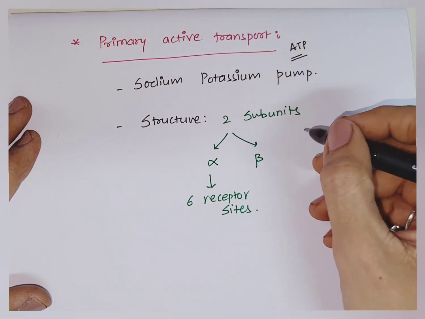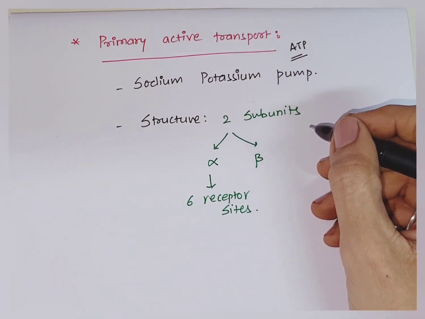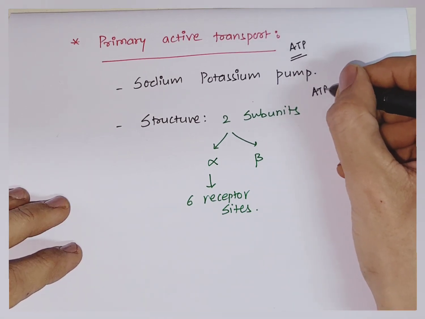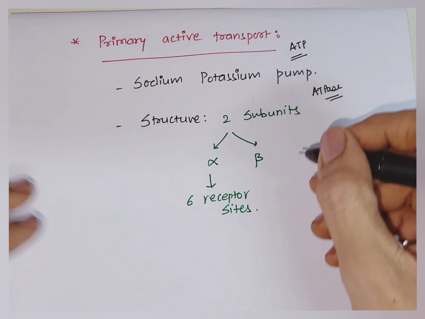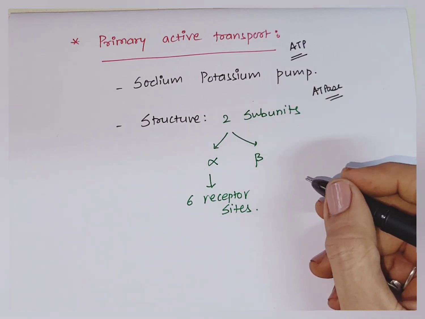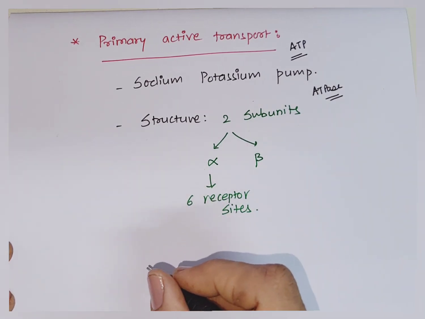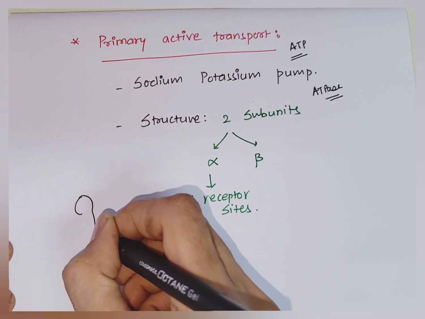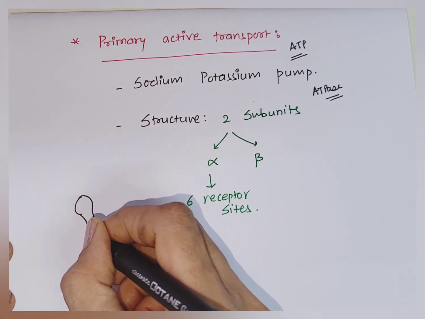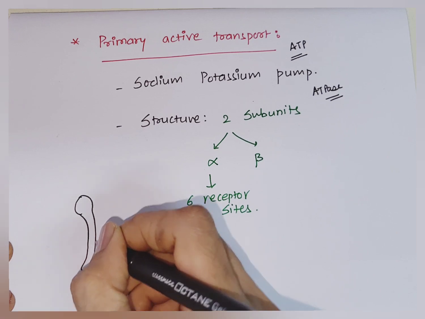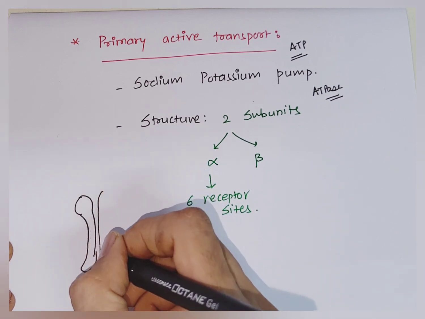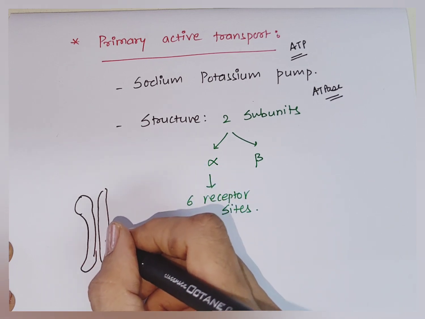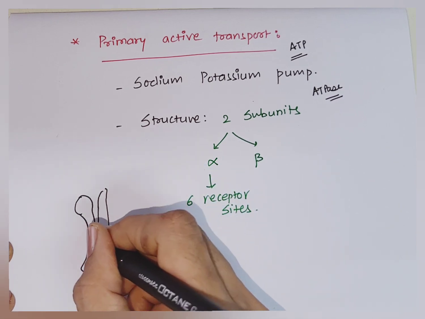One of the important examples of primary active transport is the sodium potassium pump, which is also known as sodium potassium ATPase. What is the structure? Let us first discuss the structure. This is the sodium potassium ATPase. You can see here, it has two subunits. One is the beta subunit and the other is the alpha subunit. So this is alpha, this is beta.